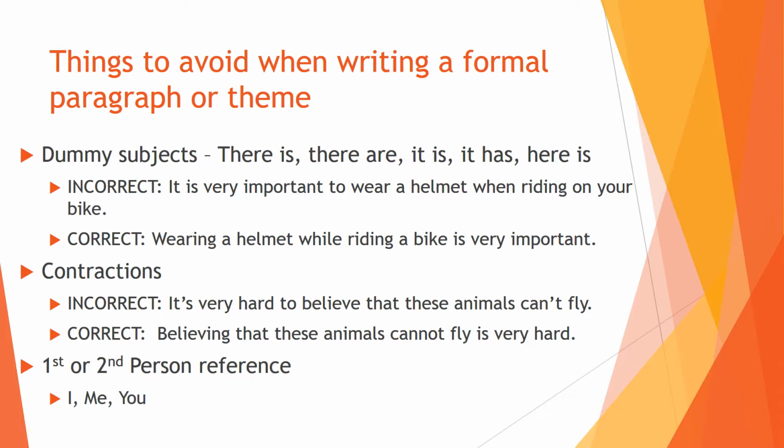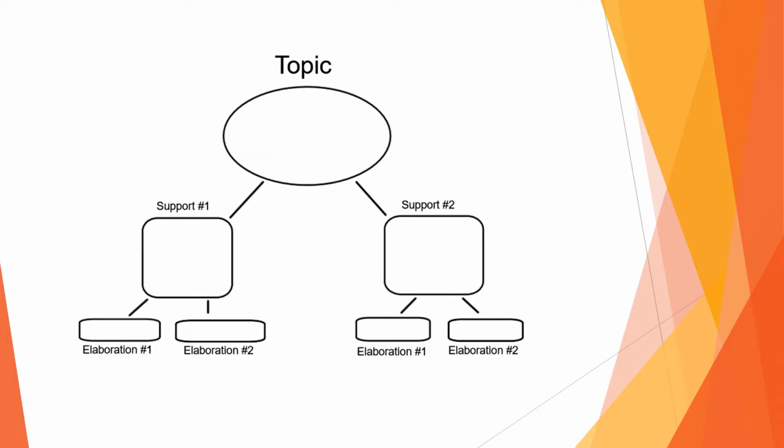Finally, something else to avoid in a formal paragraph is a first or second person reference, which is referring directly to yourself or your reader, saying things like I, me, or you anywhere in your paper. Let's start practicing on a graphic organizer.